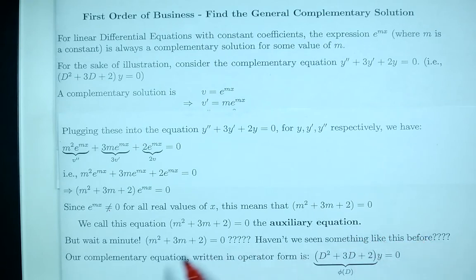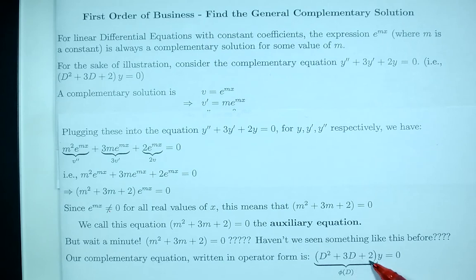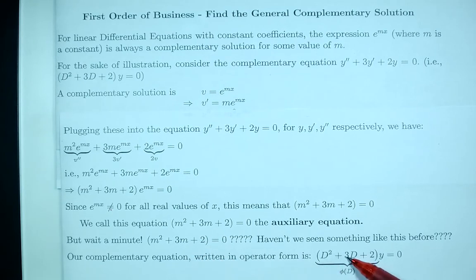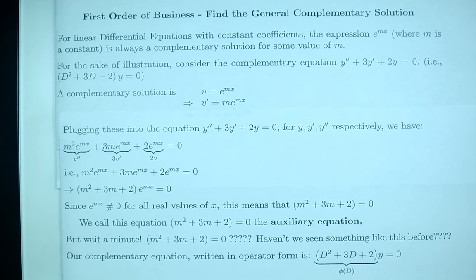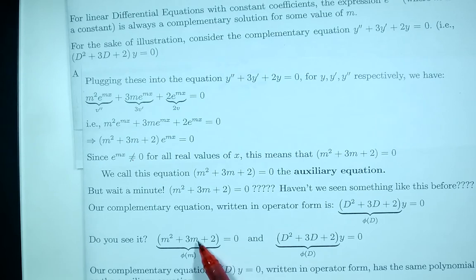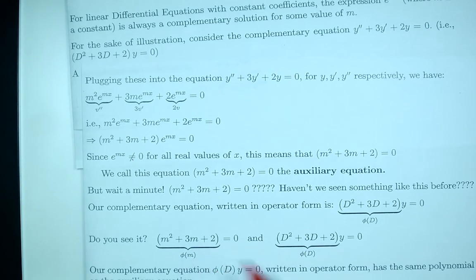But wait a minute. M squared plus 3m plus 2, haven't we seen something like that before? Oh, our complementary equation, written in operator form, is d squared plus 3d plus 2 applied to y. You see it? Here's a polynomial in terms of m. Here's a polynomial in terms of the operator d. They're exactly the same equation. This polynomial in terms of m is exactly the same as that polynomial in terms of d.